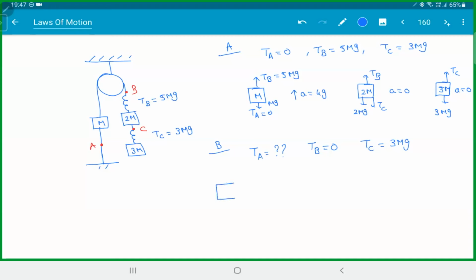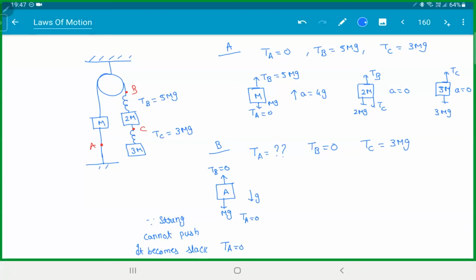Think like this. At A, this guy TB has become 0. This is mg. What is happening here? Do you think that string can push? Since string cannot push, the block is trying to compress the point A. It becomes slack. TA also becomes 0. So this will just fall with g.